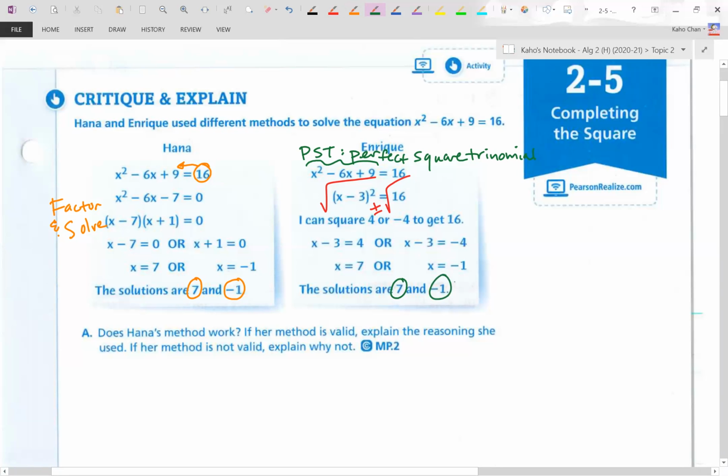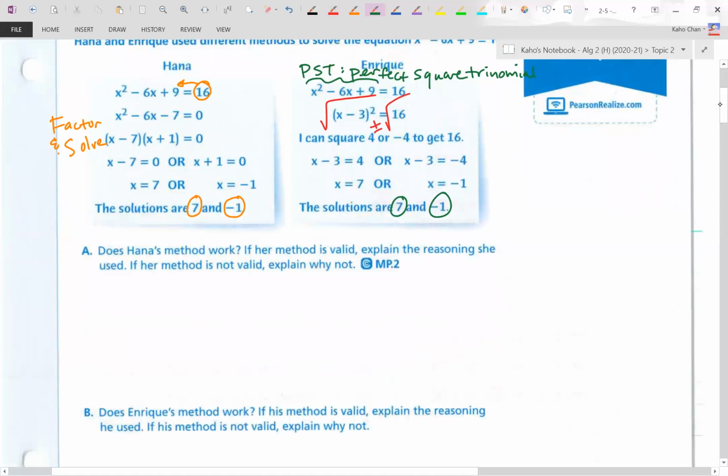Question. Does Hannah's method work? If her method is valid, explain the reasoning she used. If her method is not valid, explain why not. Well, Hannah did factor and solve, which I mentioned up there. I'll write it again. And it works fine.